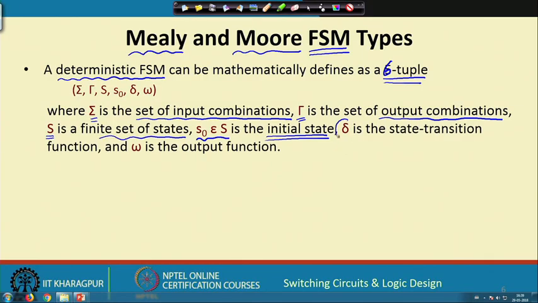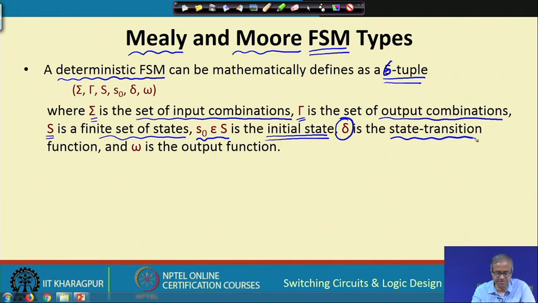Alright. And of course, this is not enough. You also have to specify something called delta, which is the state transition function. That means, it will tell you that if you are in a state S i and some particular input I comes, which state S j you will be going to, that is defined by this function delta. And there is another function called omega, the output function. It says that when you are in a certain state and some input comes, what should be my output? So, if we specify all these 6 things, your specification of the FSM is complete, right.